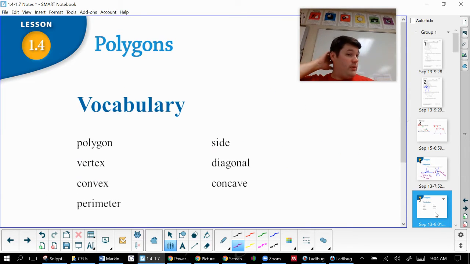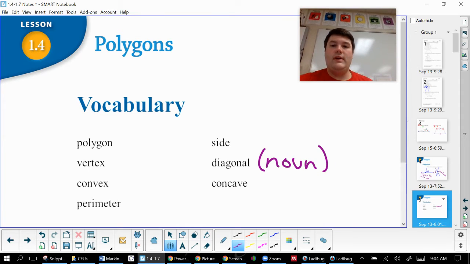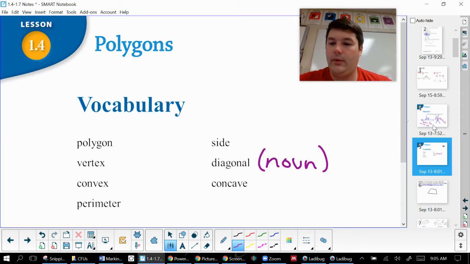Okay, so today we're going to be talking about polygons. We've got some vocabulary here. First of all, what is a polygon? We'll talk about a vertex and a side of a polygon. We'll talk about the diagonal of a polygon. That diagonal, that's a noun. If you're into English stuff, you definitely heard the word diagonal used as an adjective, like a diagonal road or something like that. But this is a noun, a diagonal. And we've got convex and concave, and perimeter. Hopefully, remember what perimeter is. But we'll talk about that real quick.